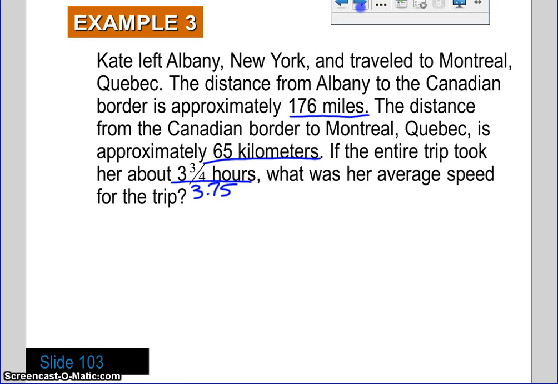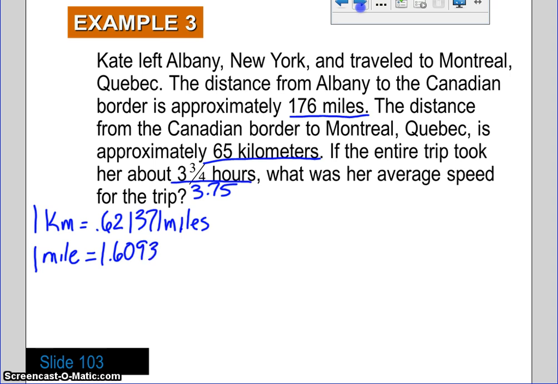Now, hopefully you went through and did the reading and looked at your vocabulary for here, because there are a few conversions that we need to know about. The first conversion is we need to understand that 1 kilometer is 0.621371 miles. And in 1 mile, there are 1.60934 kilometers.